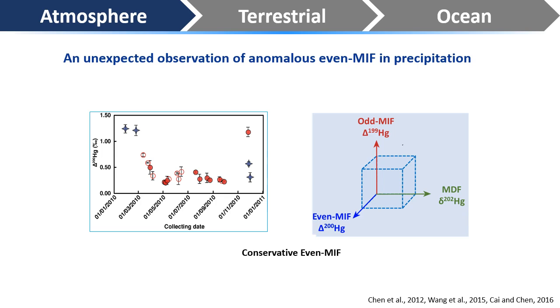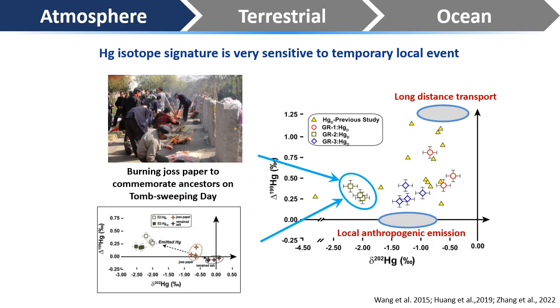I found exactly the trend came back with high values in winter samples. So I want to mention also, though the mechanism remains unclear, the conservative behavior of even MF can help us, together with odd MF, to revise the existing model of global mercury cycling. In fact, this type of fractionation is very sensitive.